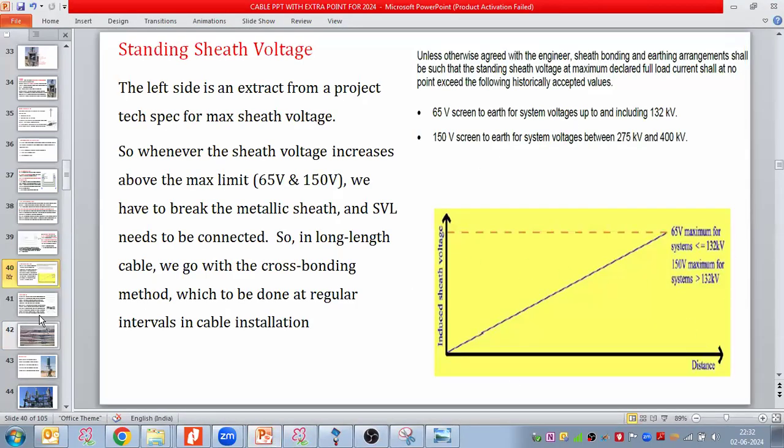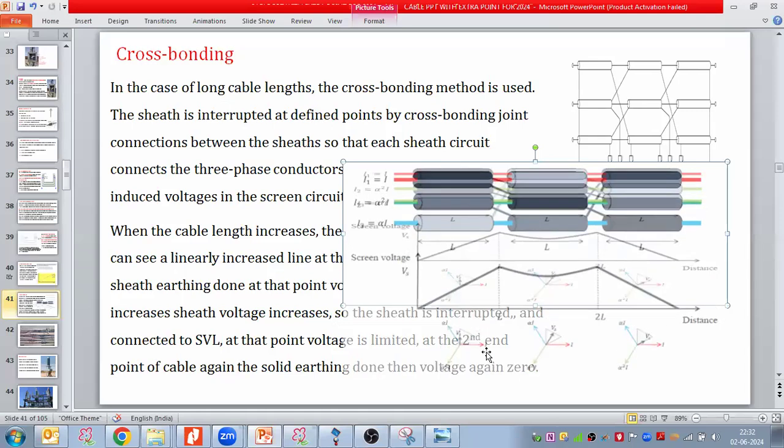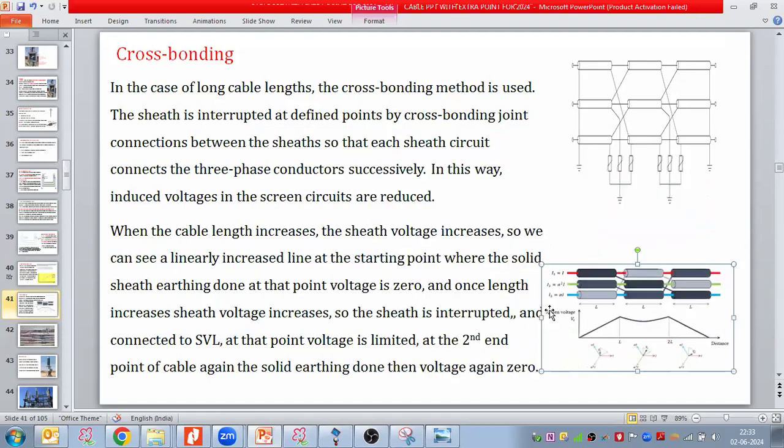So here I have taken one example of the cross bonding. Starting from 0, as the length increases, the voltage reaches 65 volts, then breaking, and again it is nearly constant at 2L length. Breaking the sheath here, cross bonding here, not a continuous length of the sheath. Then again going, and here again it is 0, which means at this point they have done solid grounding.